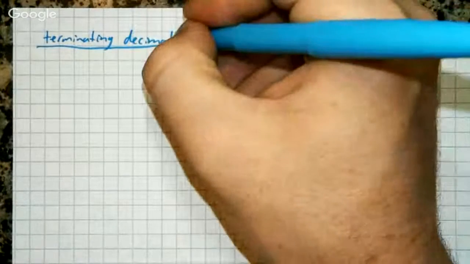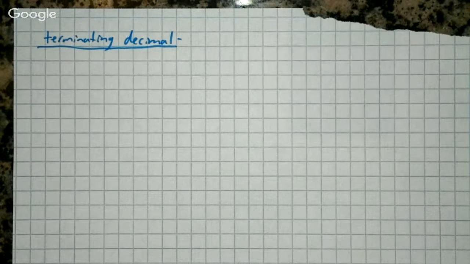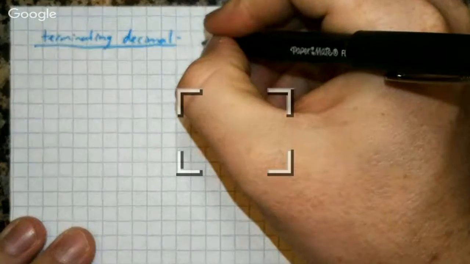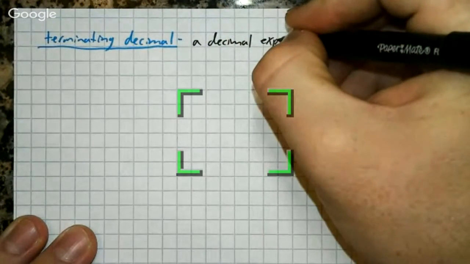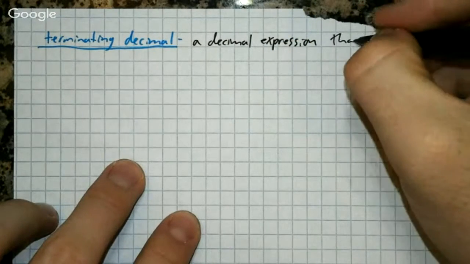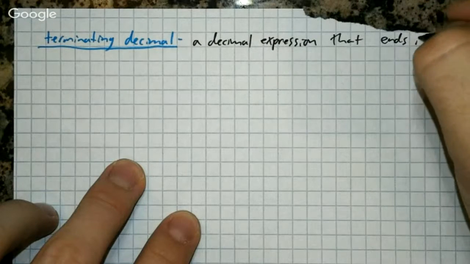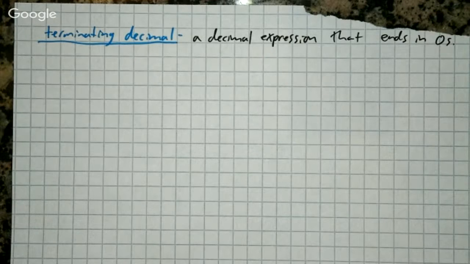A terminating decimal. And if we just did a repeating decimal, terminating decimal is going to be the opposite. So a terminating decimal is a decimal expression that ends in zeros. So we just saw one that was a repeating decimal that goes on and on and on forever.